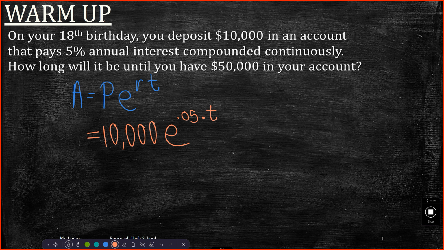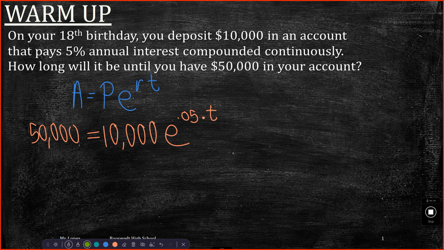t is what we're trying to figure out. How long will it take for your investment to become 50,000? So your output A must be 50,000. Okay, so we're trying to solve for t here. This is just an equation we're trying to solve for t.